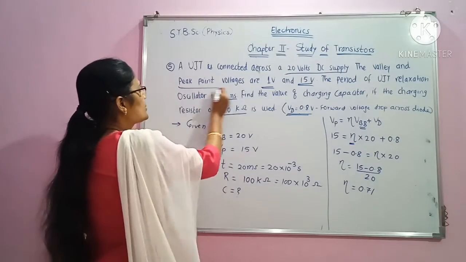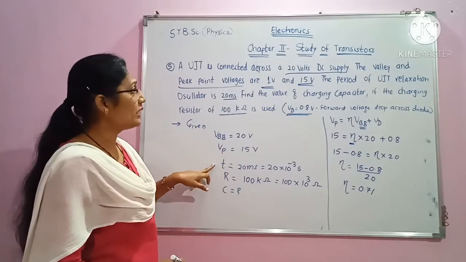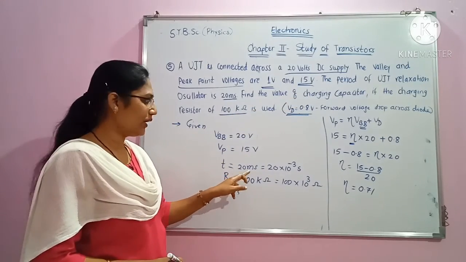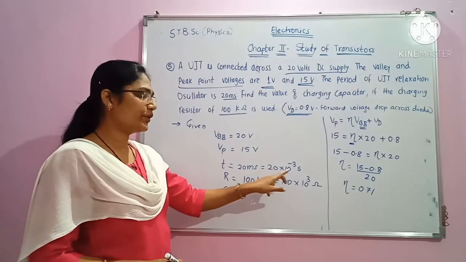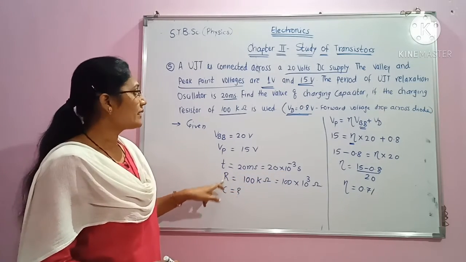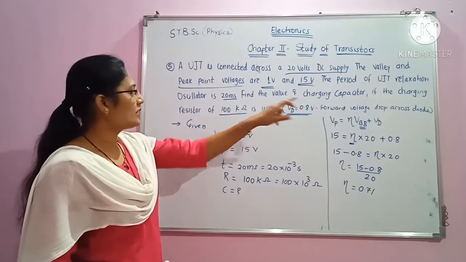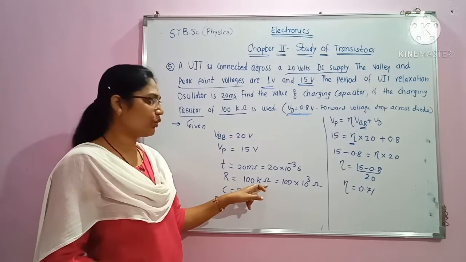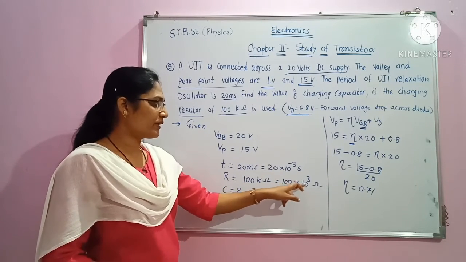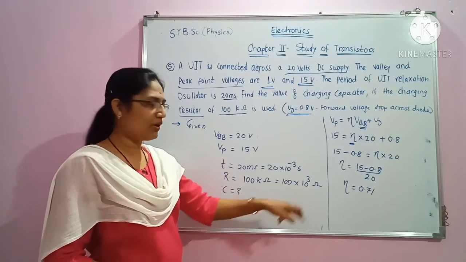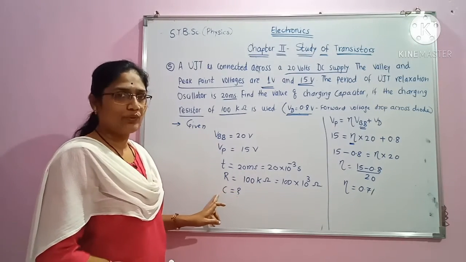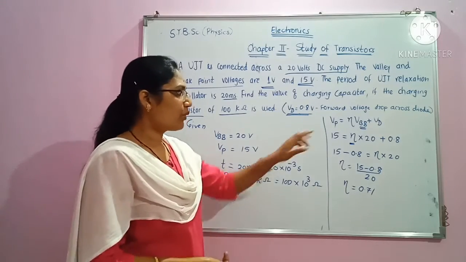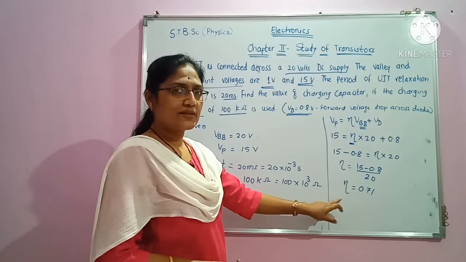So what we did here: VBB is given as 20 volt, VP is given as 15 volt, that is the peak point voltage. T, the period of the UJT relaxation oscillator, is given as 20 millisecond, and we have converted it into seconds. R, the charging resistor, is given as 100 kilo ohm into 10 raised to 3, which gives the value in ohm, and we have to calculate the value of C. So in the first part we have obtained the value of eta.